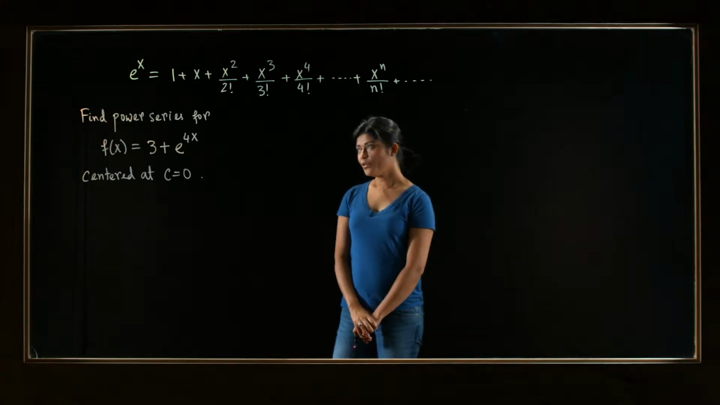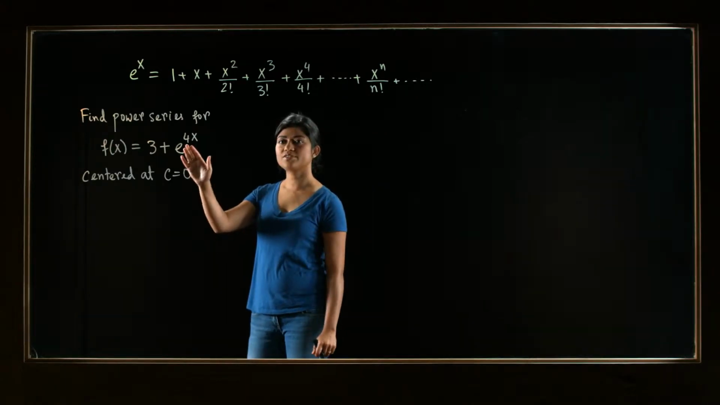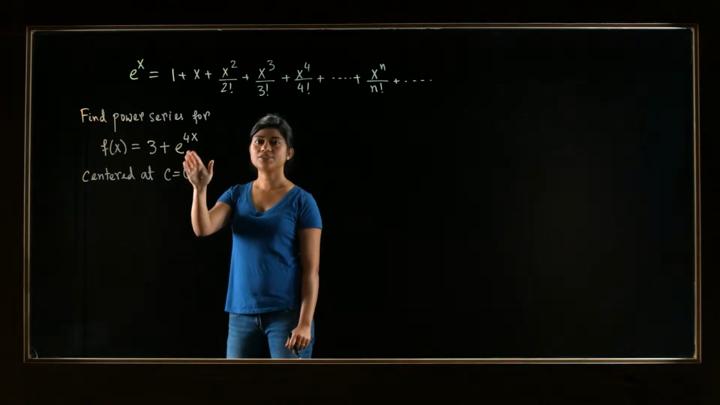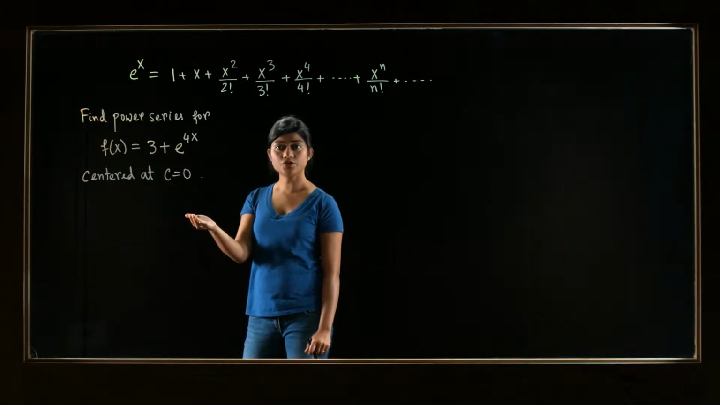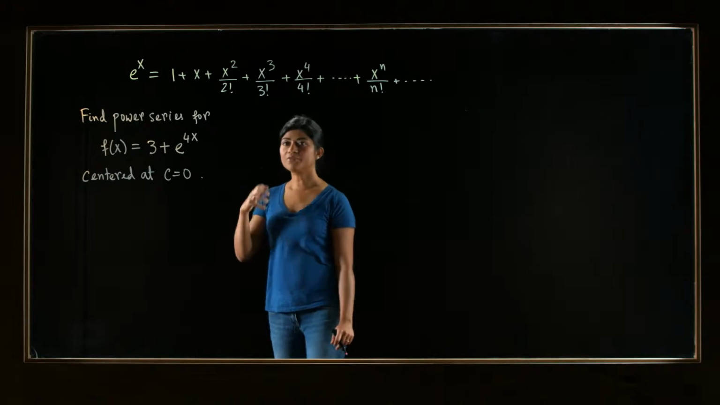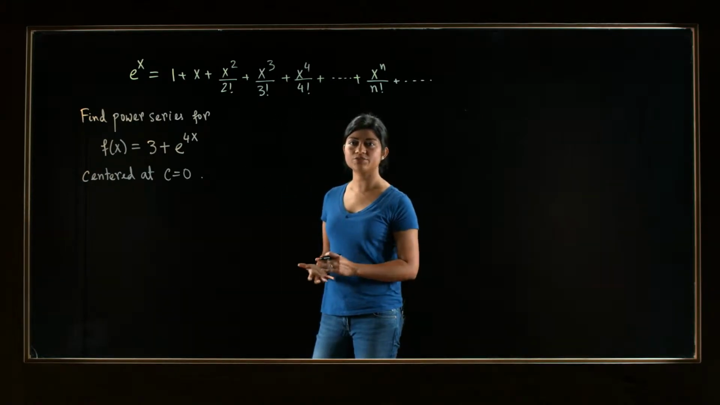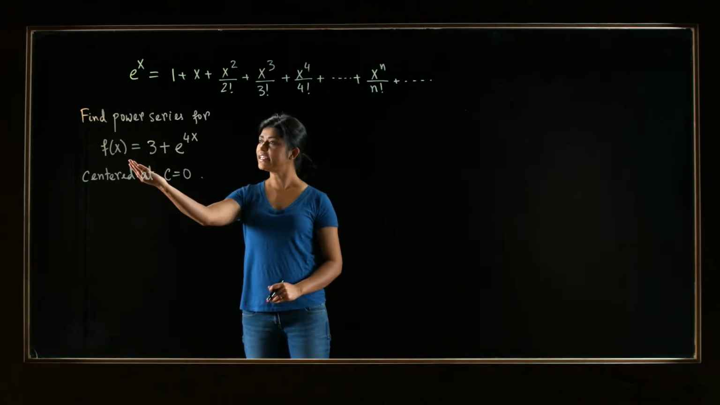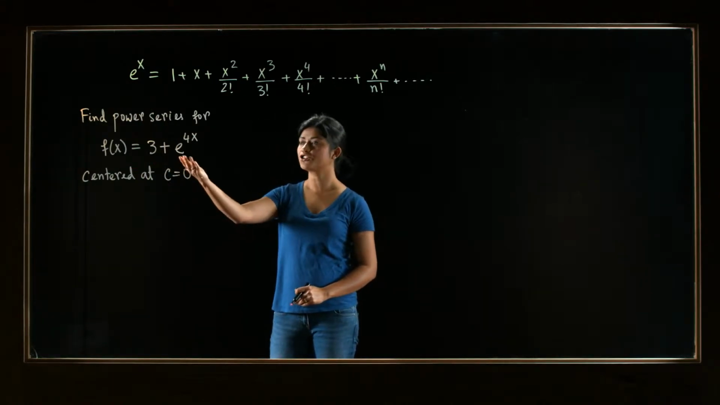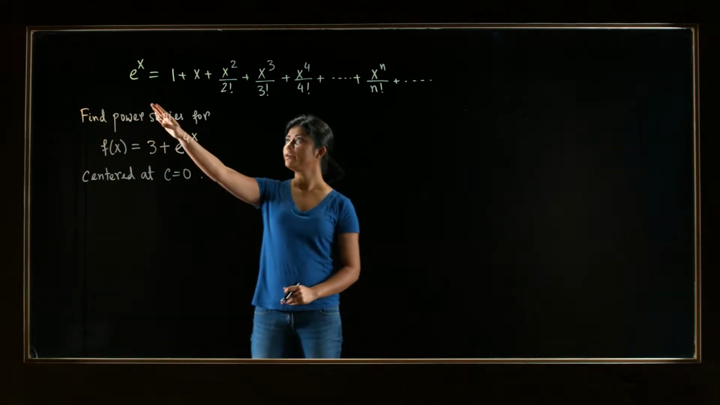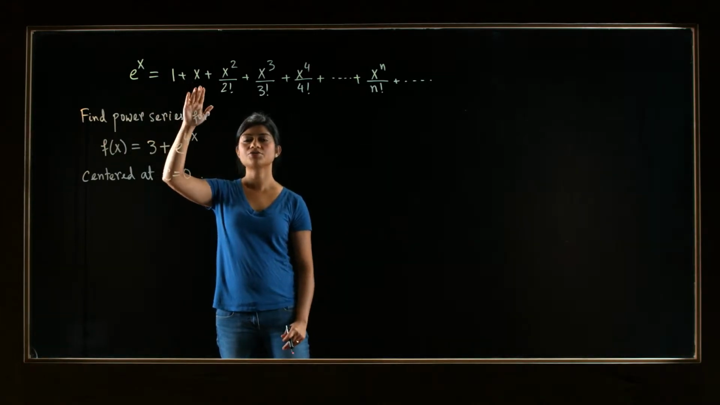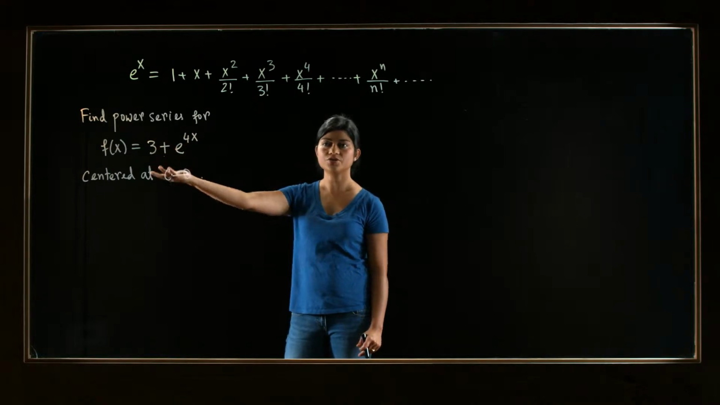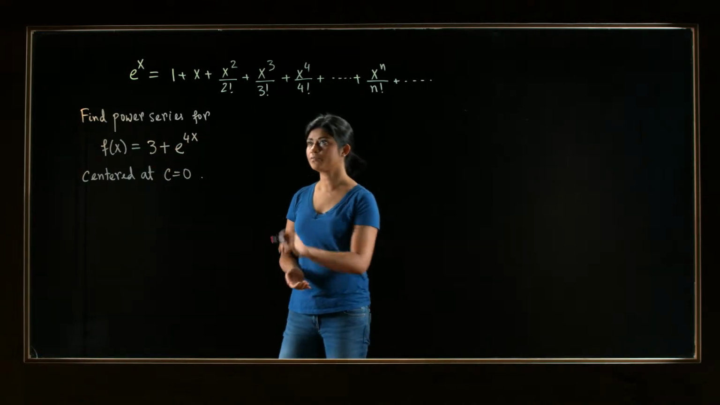In this problem, we have to find the power series representation for this function, 3 plus e to the 4x, centered at 0. And we have to use the basic power series representation of common functions. As you can see, this function has the exponential part to it, so we can use the power series representation of e to the x to be able to write down the power series for our given function.